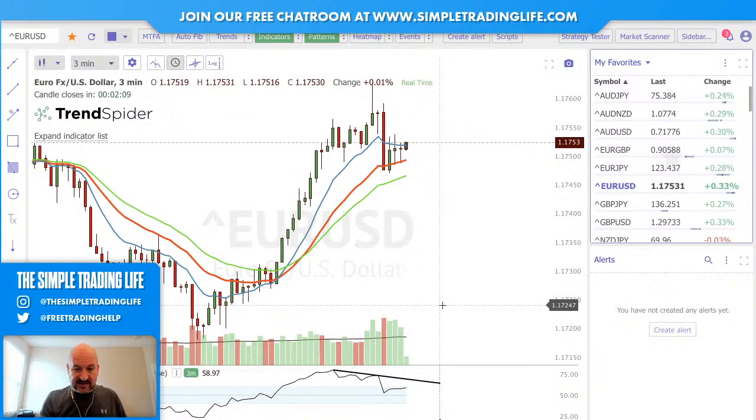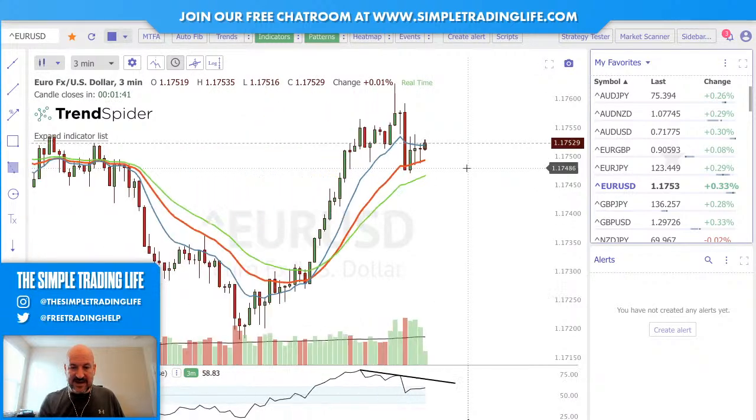Let's see, what else? The 10 is above the 20 and the 20 is above the 30. That's a check. And let's see, what else am I forgetting? So right now, I wouldn't be super thrilled about anything long yet. But what we could have is a move up, then a pullback, and then we may try to go higher.